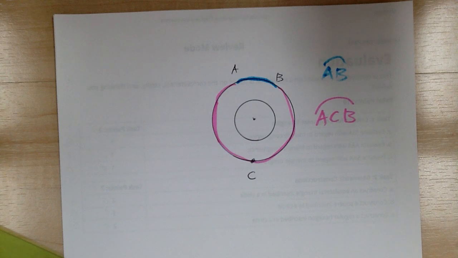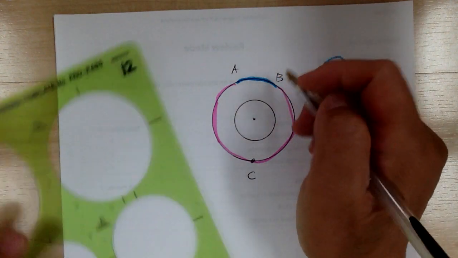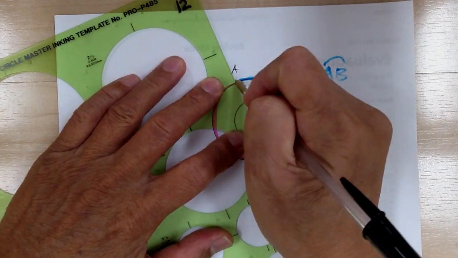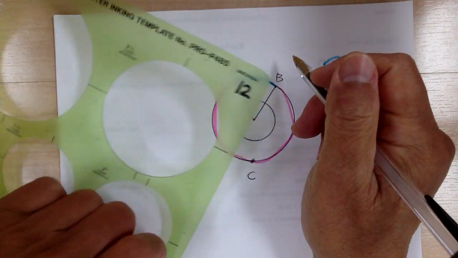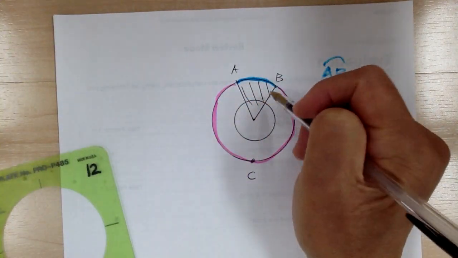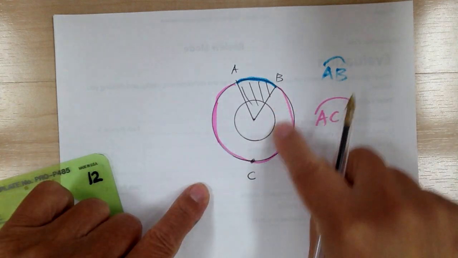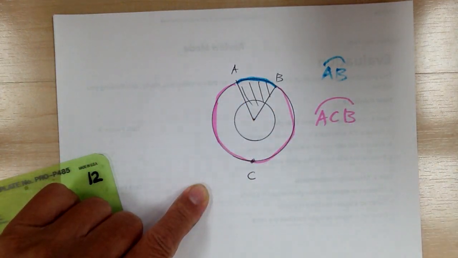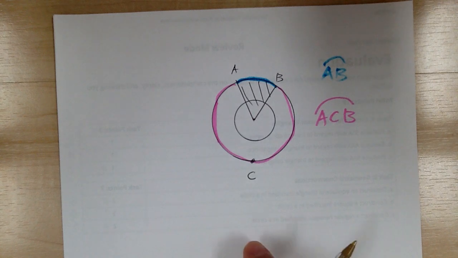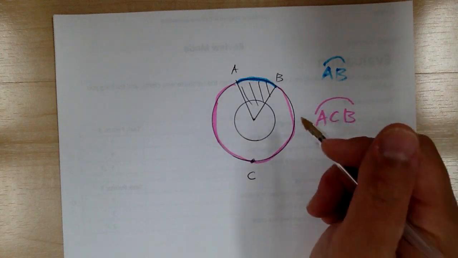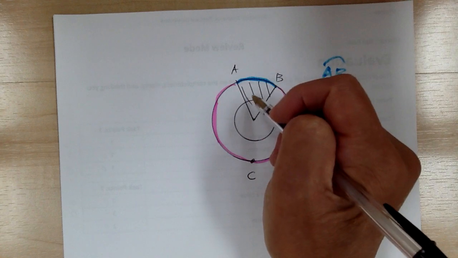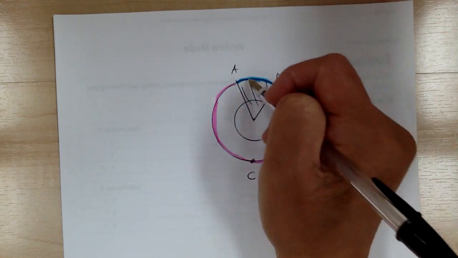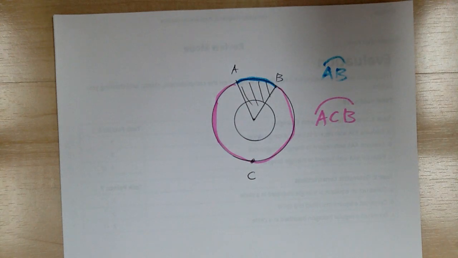Okay, the next one is the sector. A sector is like a slice of a pizza. So this would be an example of a sector. Now the sector can be big, right? So this is also a sector. Again, a sector is an area inside a circle cut off by two radii, like a slice of a pizza.